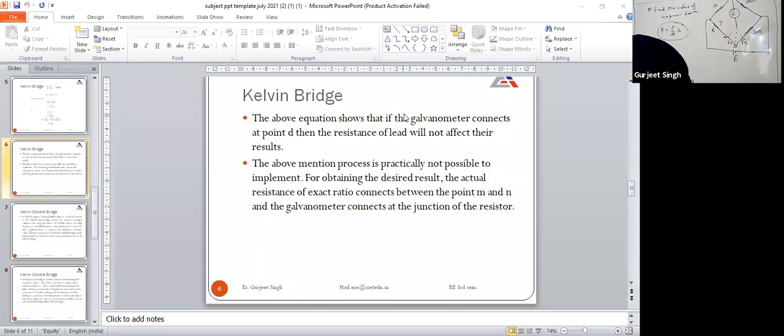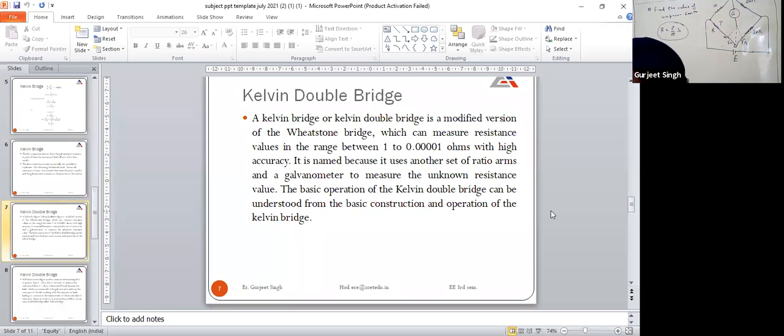So the next type of bridge we are having is the Kelvin double bridge. Kelvin double bridge is the modified version of the Wheatstone bridge, which can measure resistance values from 1 to 0.001 ohm. It is a DC bridge, and it is used to measure low value resistance, below 1 ohm down to 0.001 ohm, with higher accuracy. The accuracy of measuring low value resistance with the Kelvin bridge is very high.